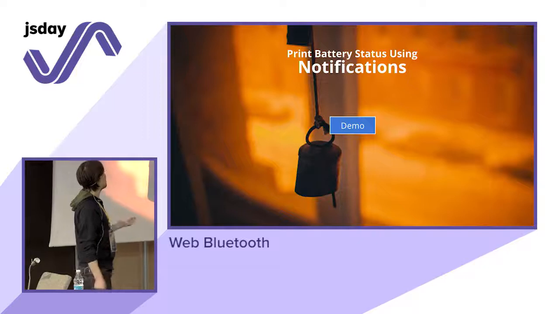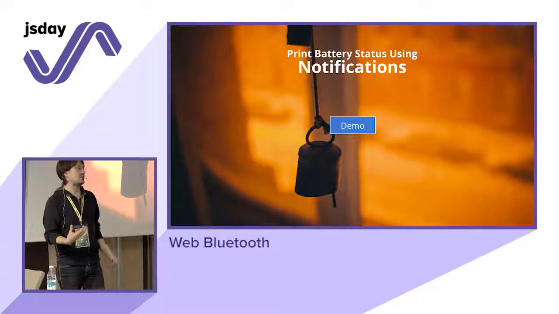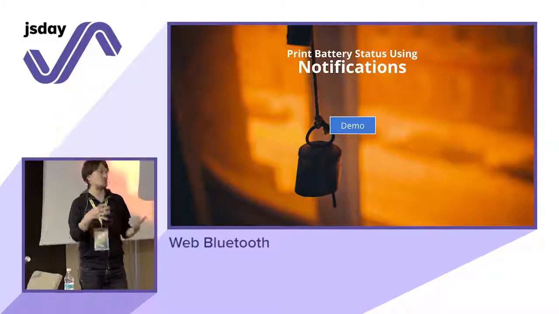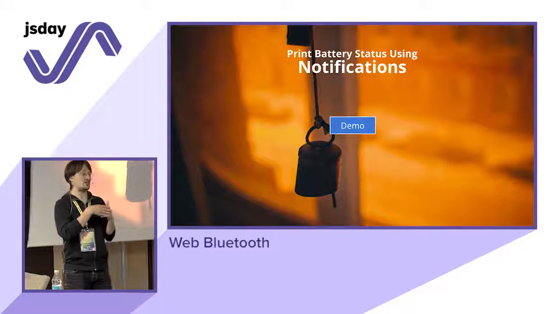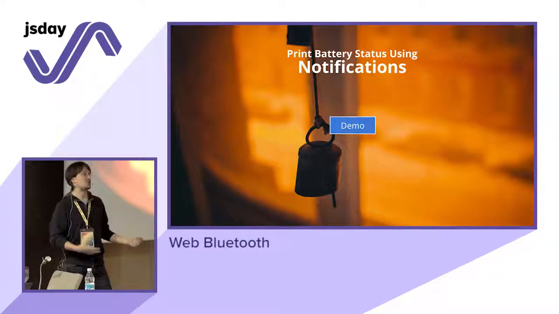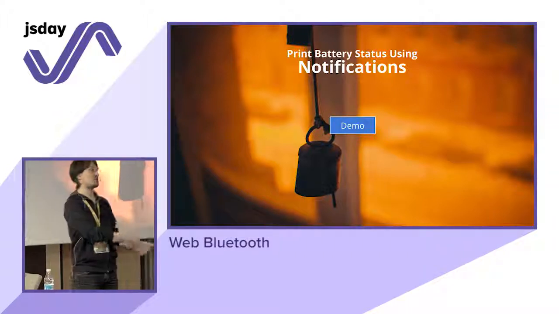So we have something called notifications. Those are part of the API, and they allow you to subscribe to changes inside a specific characteristic inside the device. So you can basically ask the device to notify the browser every time something changes in that specific characteristic.